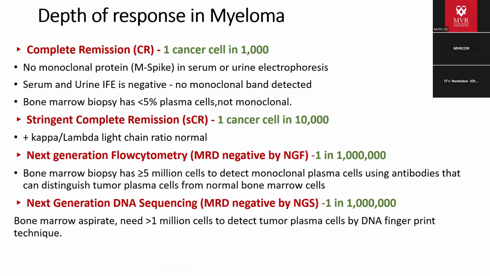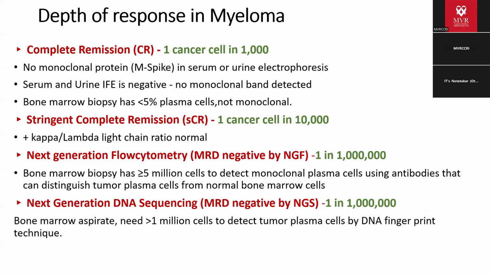So this is a slide which shows the sensitivity of different methods. In complete remission, we assess the response status by IF, electrophoresis, and bone marrow biopsy. When all these are negative, we say the patient is in CR. Here we are able to detect only one cancer cell in 1,000 cells.